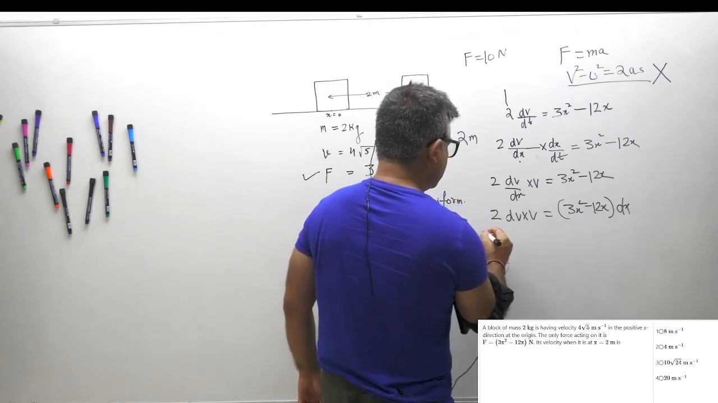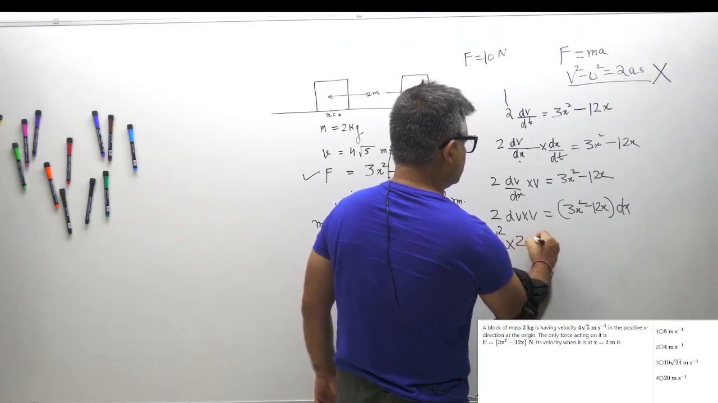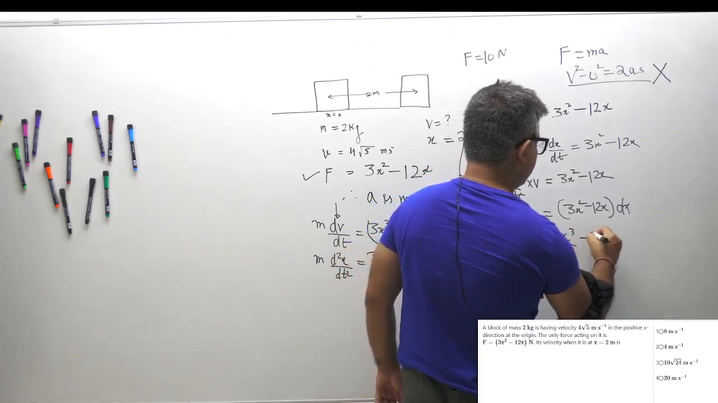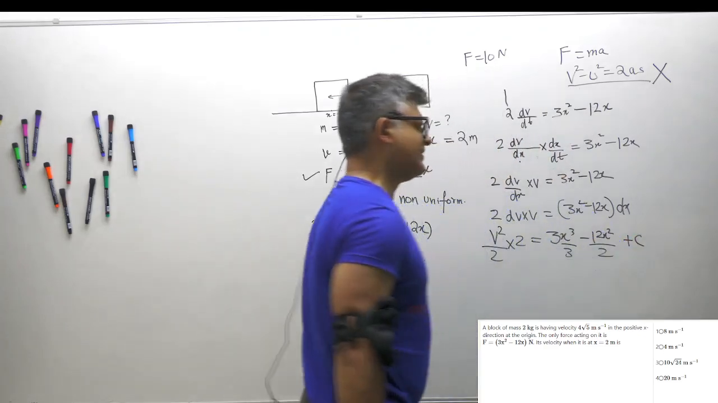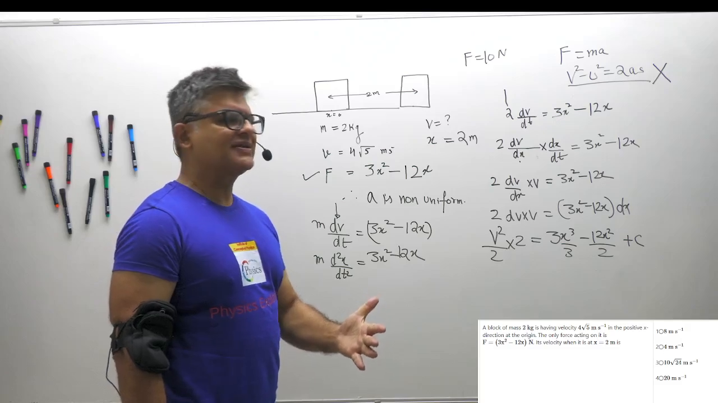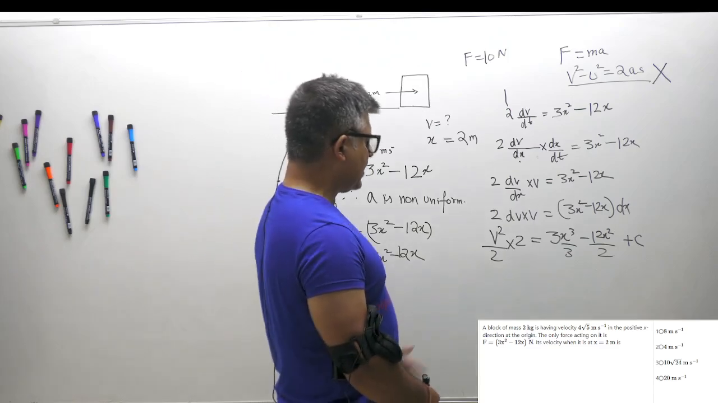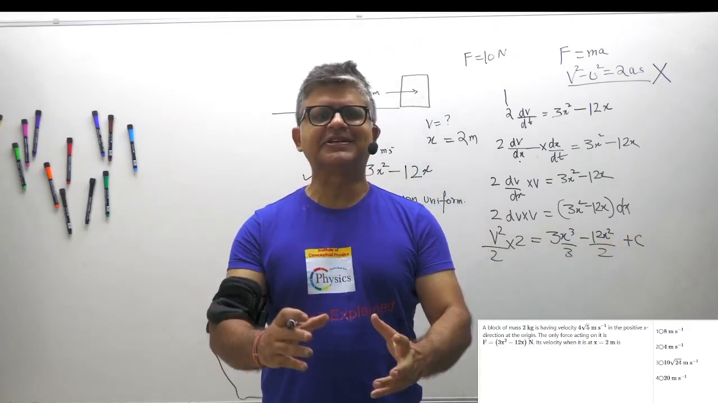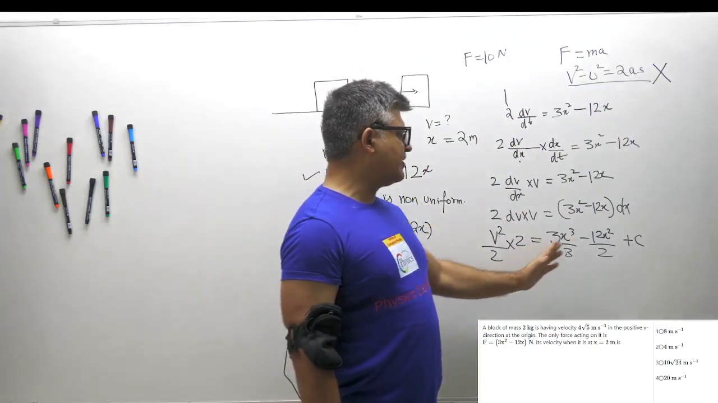Let's integrate now. So I will get v square by 2 multiplied by 2 is equal to 3x cubed by 3 minus 12x squared by 2 plus a constant, right? So we started with non-uniform acceleration, and now this has become more of a mathematical trick. Now we need to calculate C. We should see if there are conditions available which can help us get the value of C.